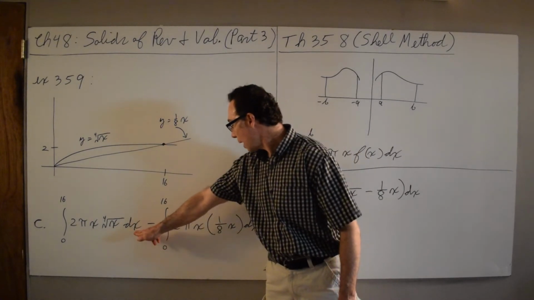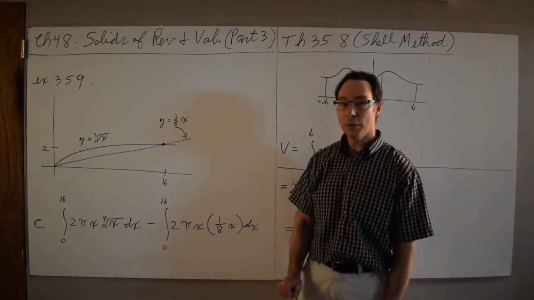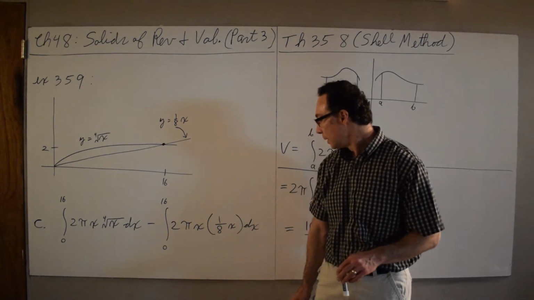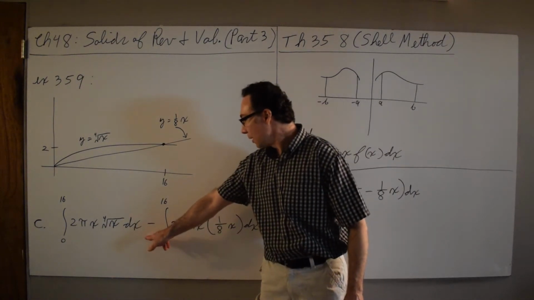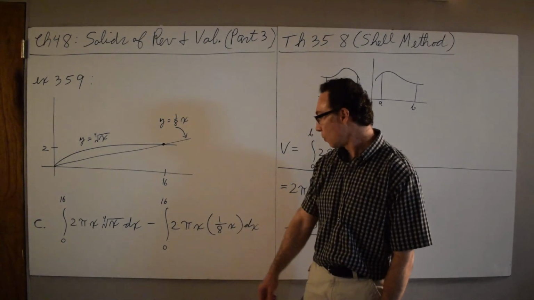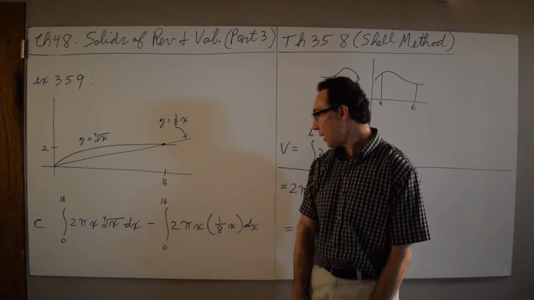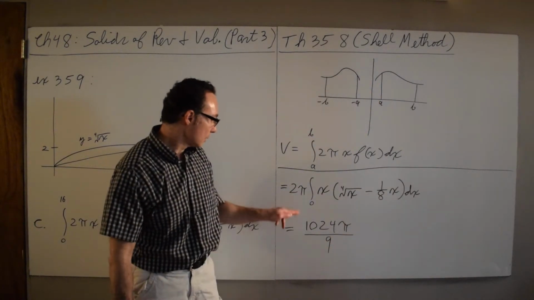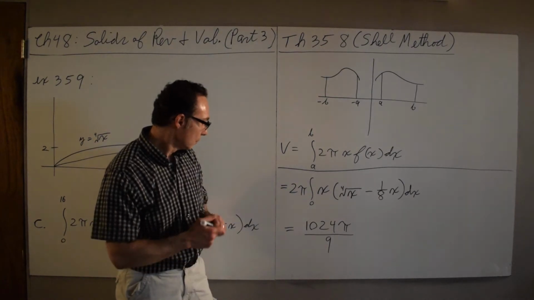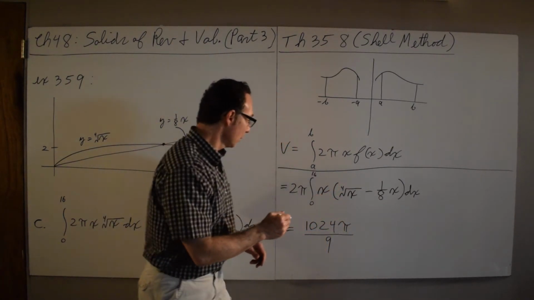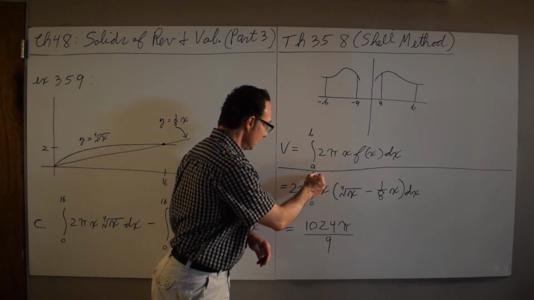We subtract the two volumes, and that's going to give us the volume of the solid that we're interested in. So we'll combine this. We have the integral 0 to 16 minus an integral 0 to 16, so we can write that as one integral. We can factor the 2 pi out of the integral. And that's what we have done right here. I've got my upper limit of integration, 0 to 16.